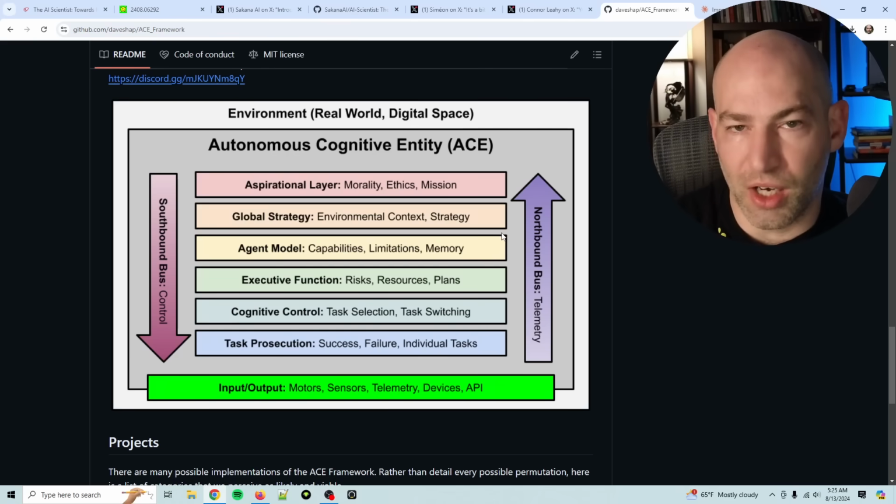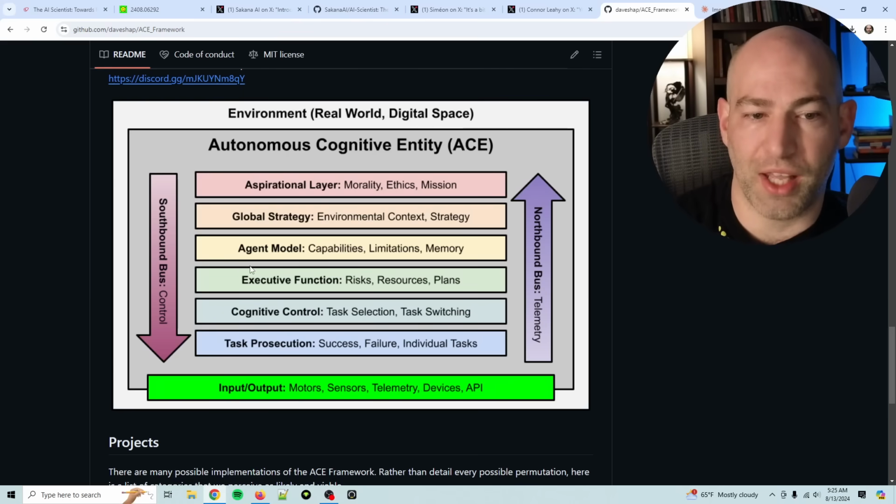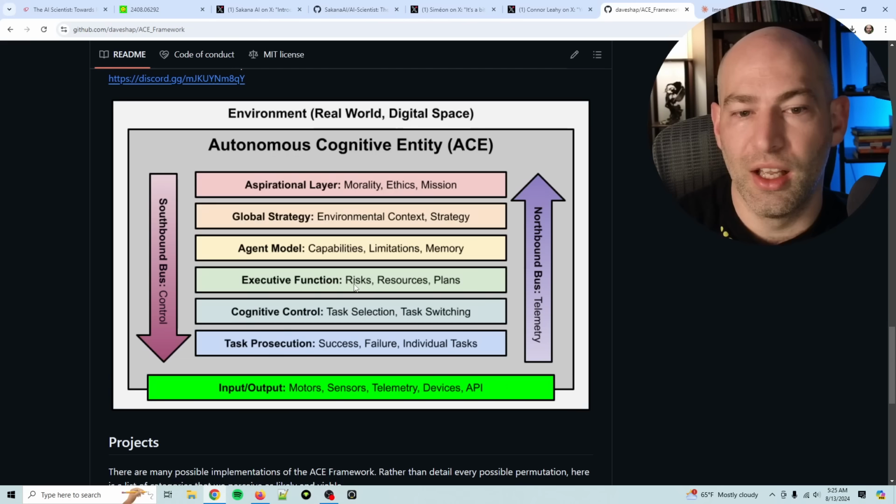So the cognitive architecture that they're using in the AI scientist is still really primitive in the grand scheme of things, because if they had an executive function layer, which was looking at risks, it would say, oh, hey, we need to actually conserve resources, but instead it was caught in a loop.